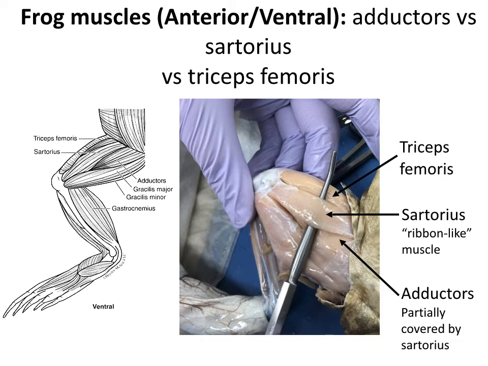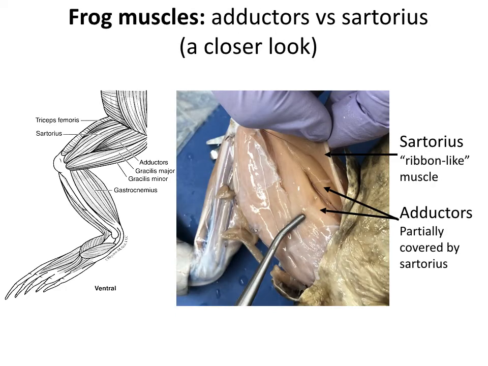You can still see the triceps femoris here. It's easier to see with a dorsal view, but it covers the whole anterior. Remember, the triceps femoris is about changing the position of your lower leg relative to your upper leg. But the sartorius, the adductors, and the gracilis muscles we just spoke about are more about changing the position of your upper leg relative to your torso. If you move the sartorius aside, remember it's a flat, wide ribbon, you can see the adductor muscles a little better underneath it.